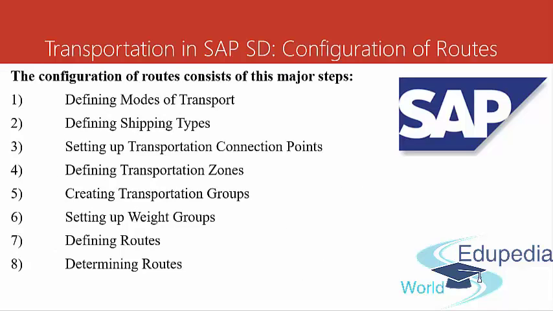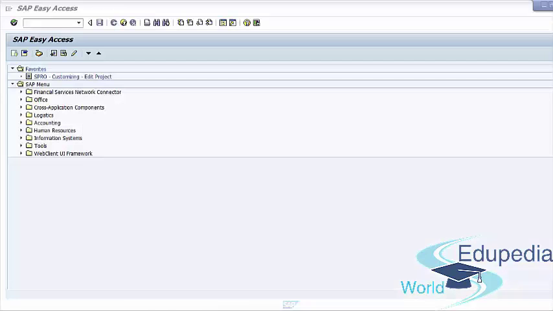The configuration of routes consists of these major steps: defining modes of transport, defining shipping types, setting up transportation connection points, defining transportation zones, creating transportation groups, setting up weight groups, defining routes, and determining routes. So the first step of configuration is defining modes of transport.